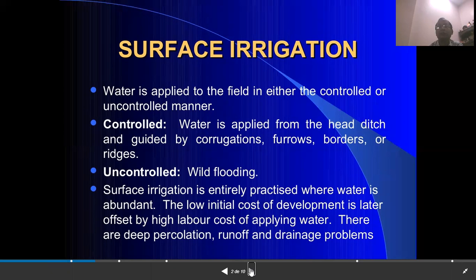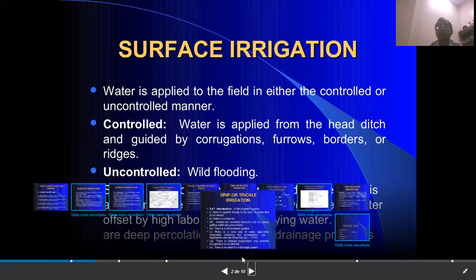Surface irrigation is entirely practiced where water is abundant. The low initial cost and development is later offset by the higher labor cost of applying water. There are deep percolation, runoff, and drainage problems.